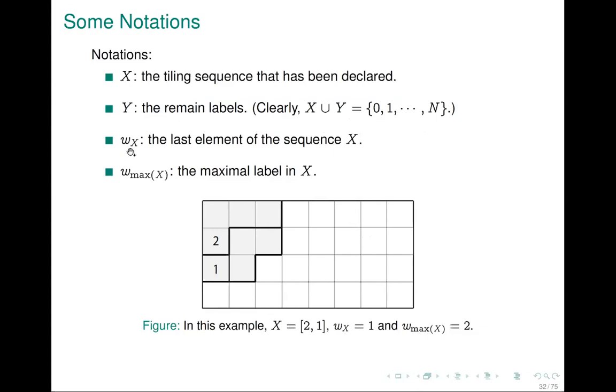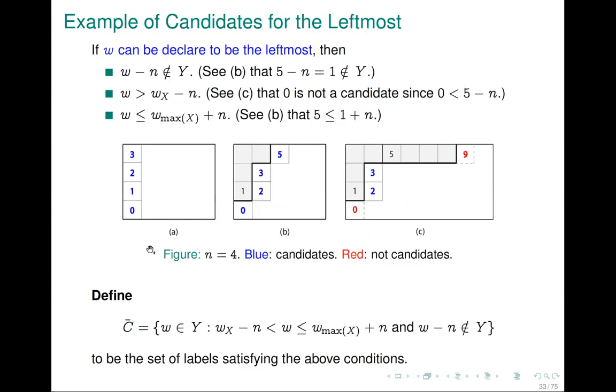W_X is the last element of the sequence X, and W maximal X is the maximal label in X. So in this example, 1 is W_X, and 2 is W maximal X. So they could be different. Using these notations, let's start with some examples.